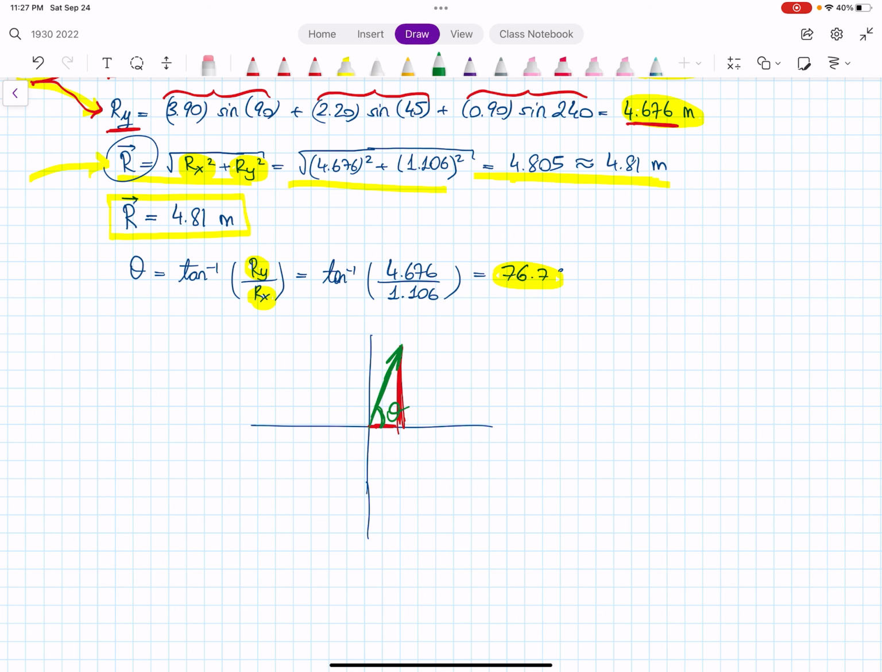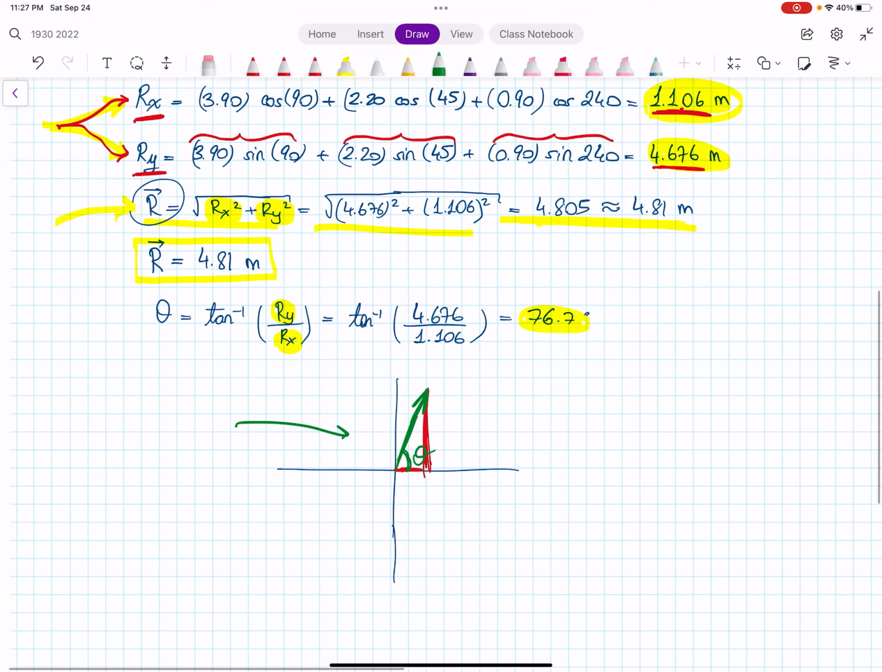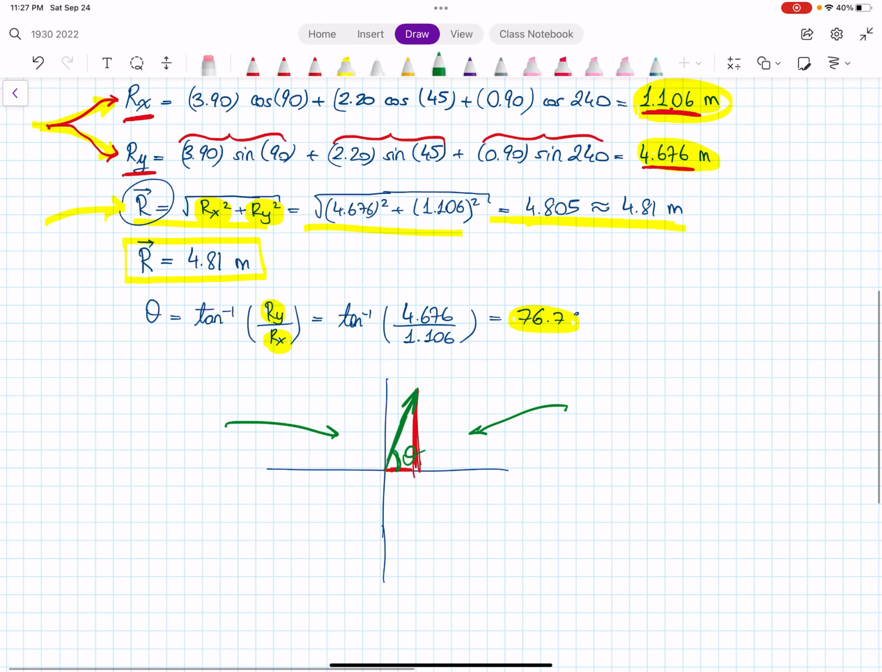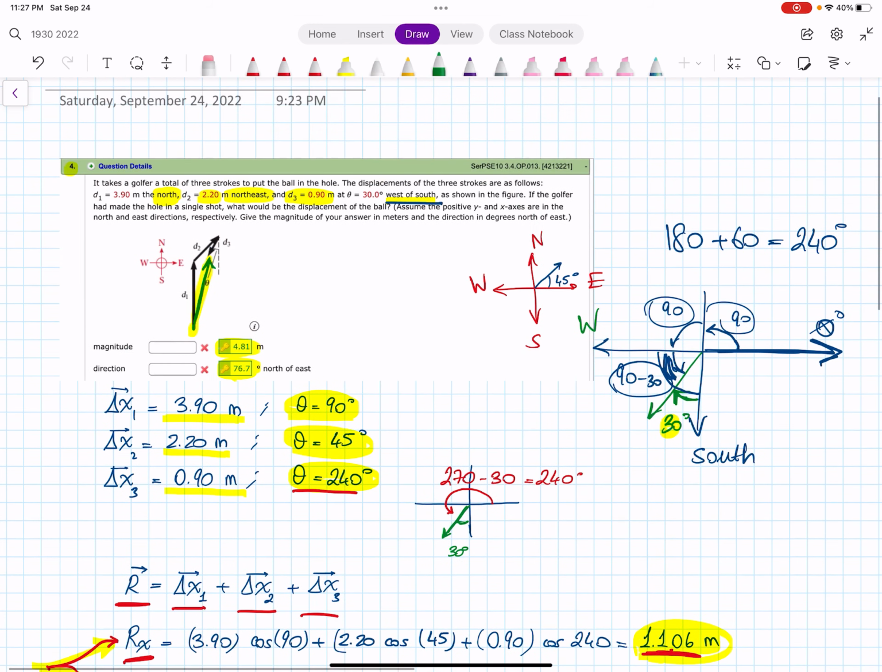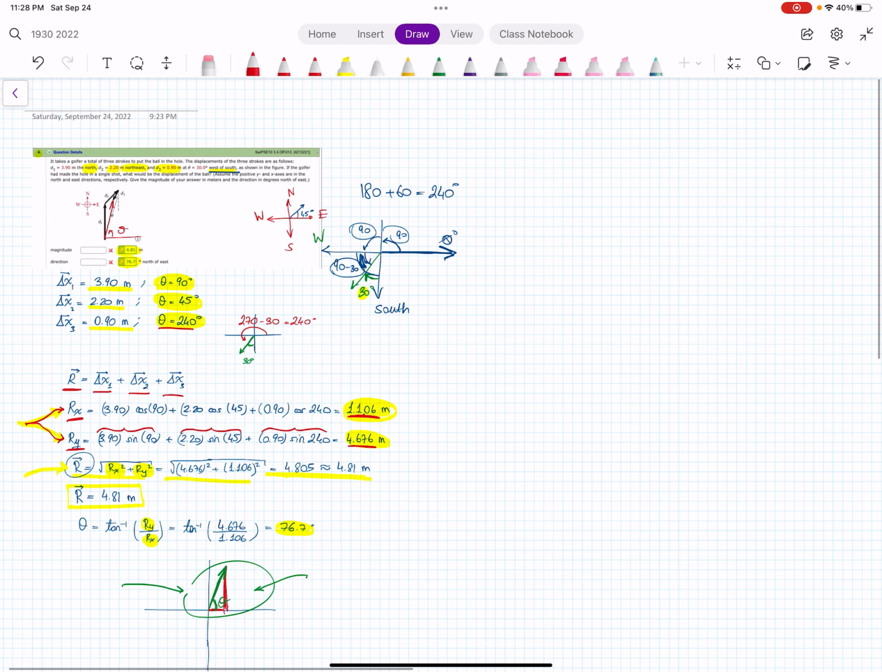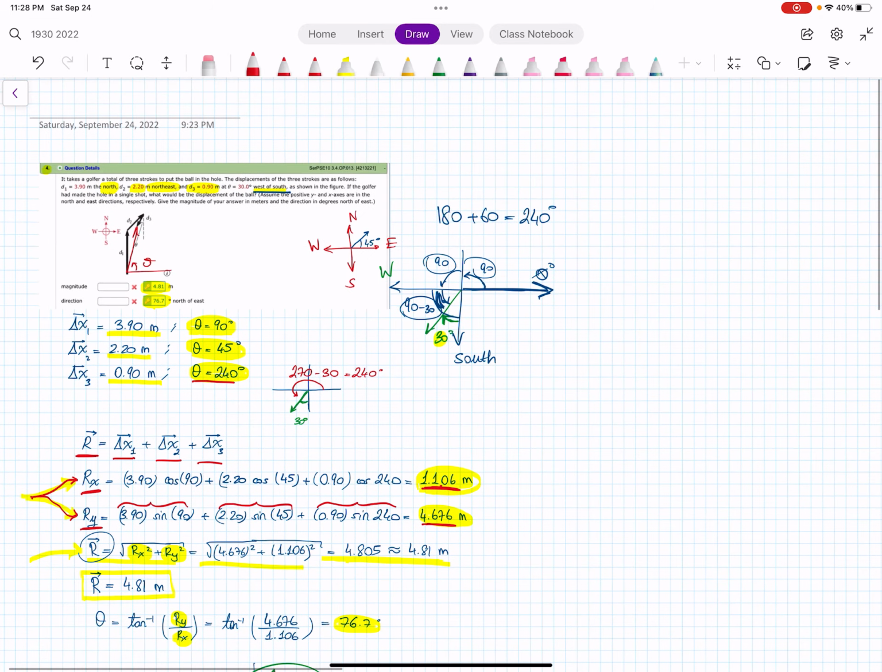So you can see here my figure here, the vector shown in this figure is consistent with the vector that you are seeing here. And what angle did we just find out? We just found out this angle here, 76.7 degrees. Let me zoom out. If you want to take pictures, we can take pictures.